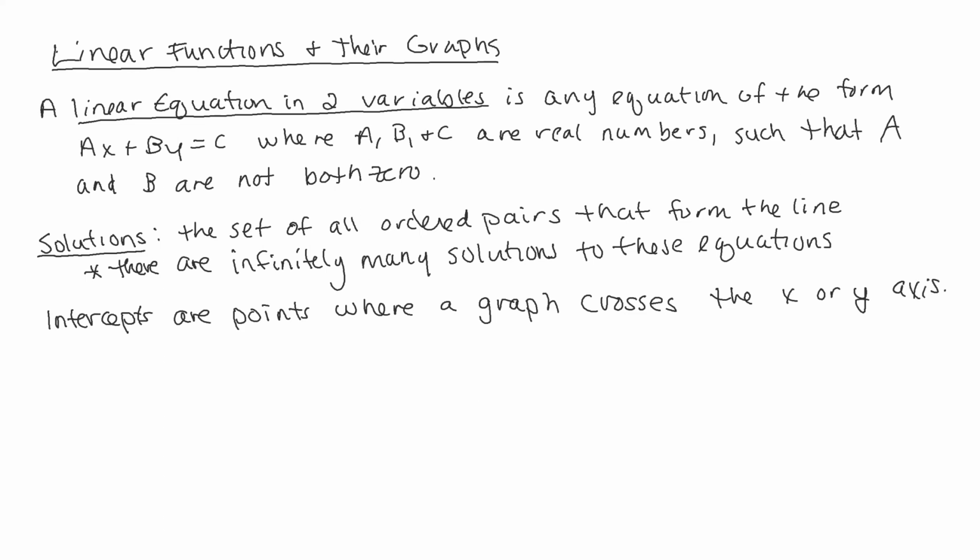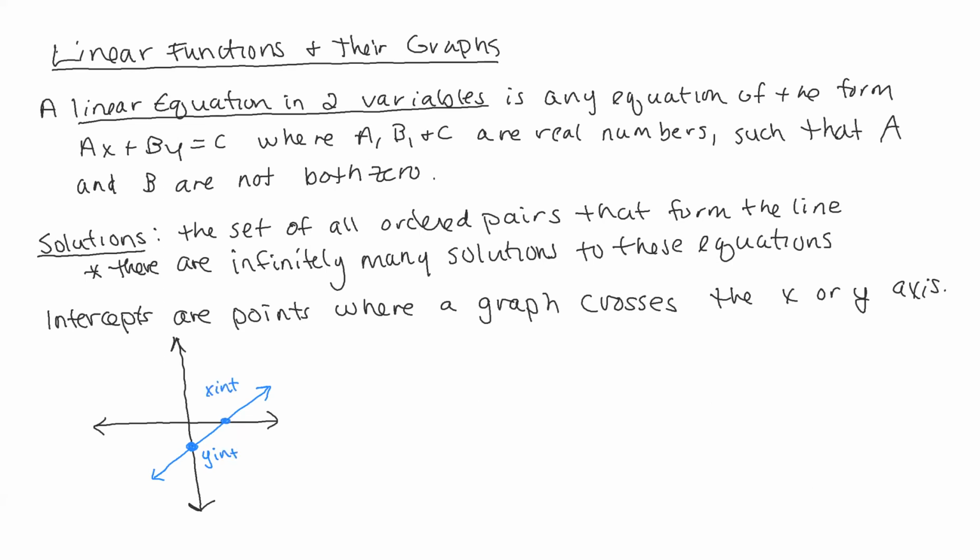So if we're looking for X-intercepts, we want to know the point where the graph touches the X-axis. And if we're looking for Y-intercepts, we're looking for points where the graph touches the Y-axis. Graphically speaking, we've got our Cartesian plane, or the rectangular coordinate system, here. Let's say we have this line right here in blue. This point right here would be your Y-intercept. This point right here would be your X-intercept.